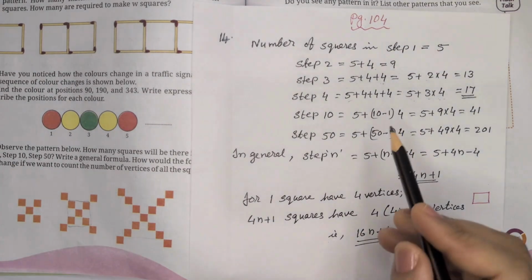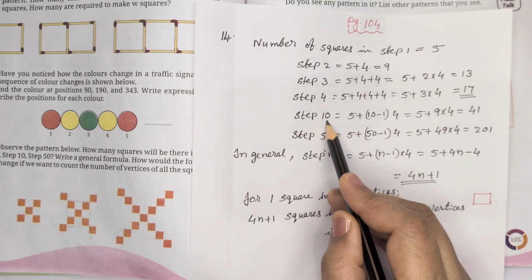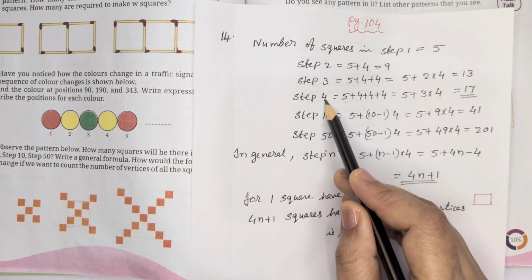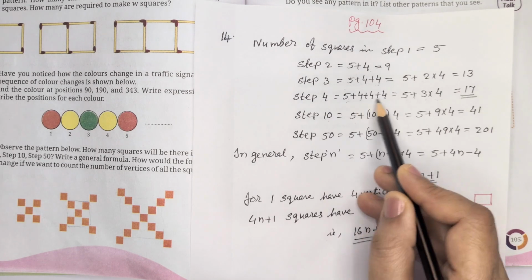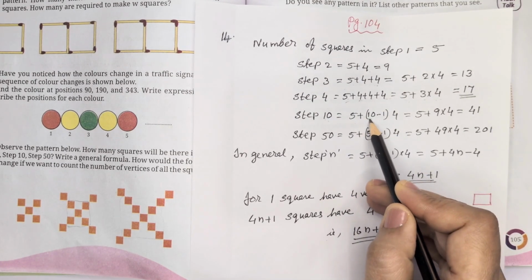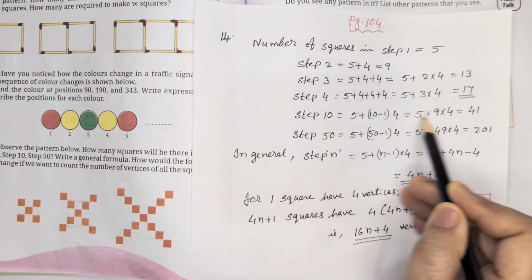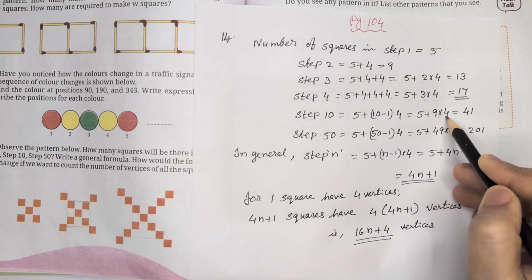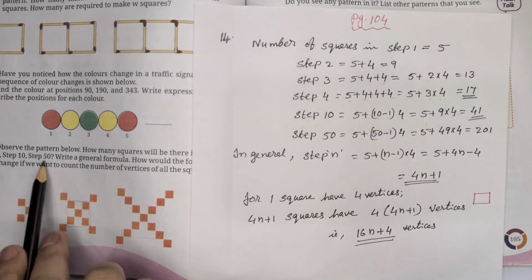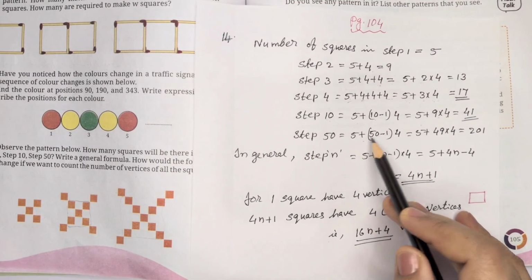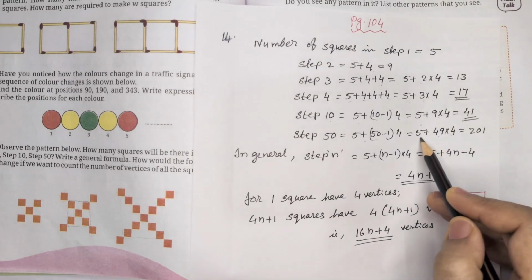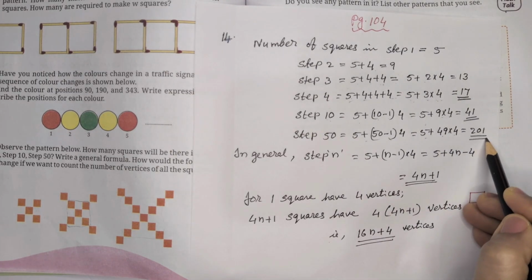Now step 10. When it comes step 10, 5 plus, in step 4 we have taken 3 times 4. So here 10 minus 1, 9, 9 into 4, 36 plus 5, 41. Then step 50, 5 plus 50 minus 1. That means 49 into 4 plus 5, 201.